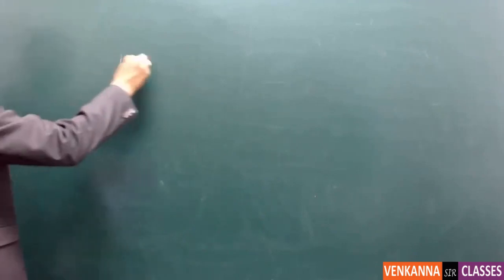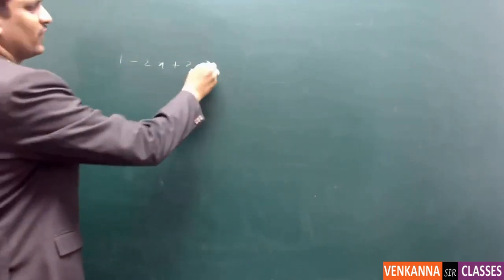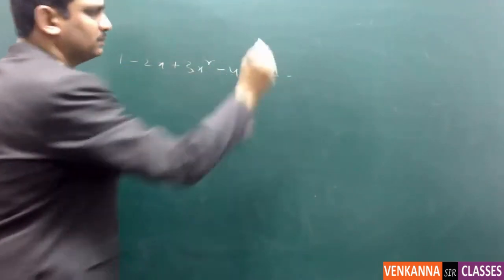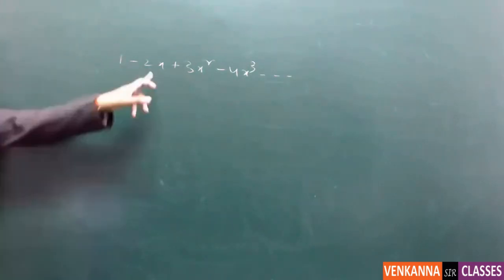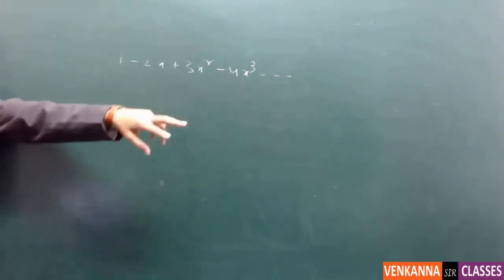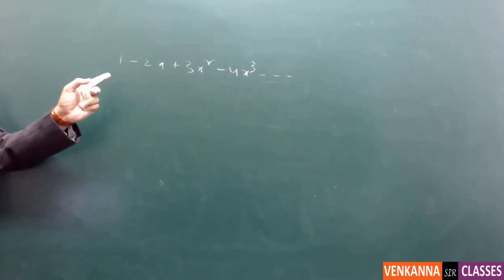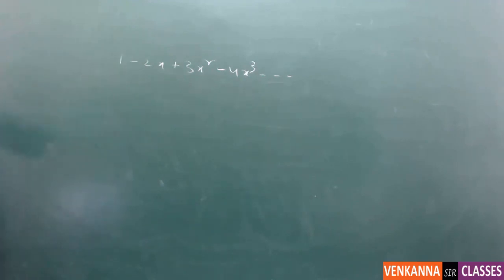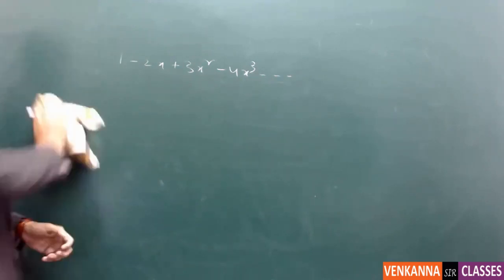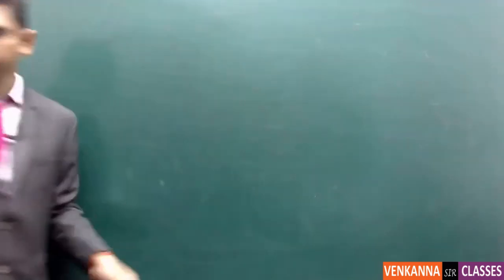So I will take as many examples as you want. Until you get 1 plus x whole power minus 2, the same thing: 1 minus 2x plus 3x square minus 4x cube, and so on. So whenever plus is there, the symbols will come alternately. Whenever minus is there, all the symbols are positive. So take that.